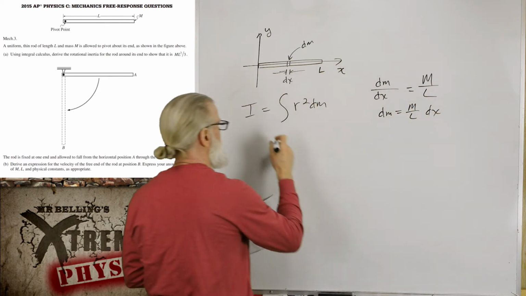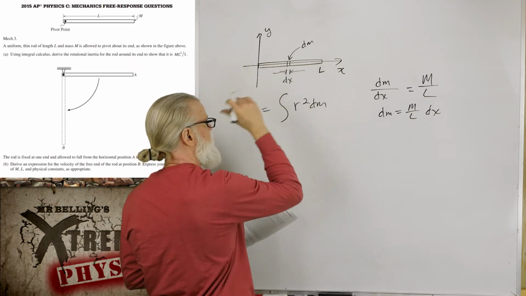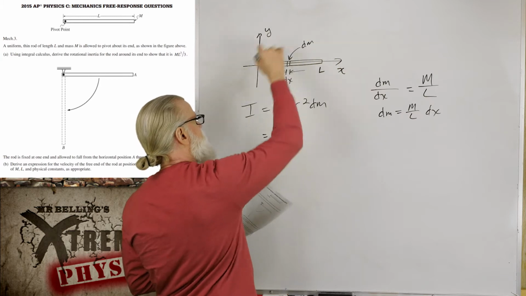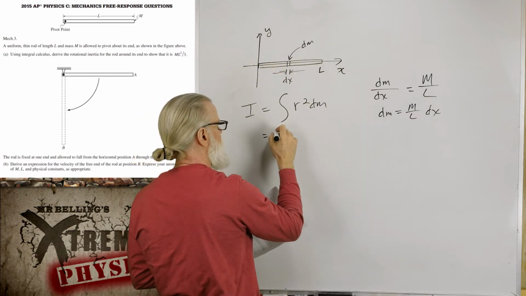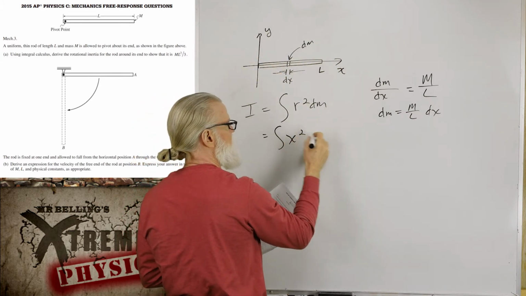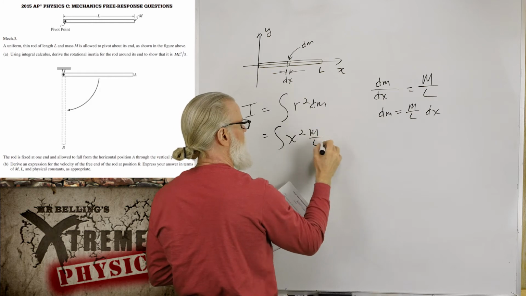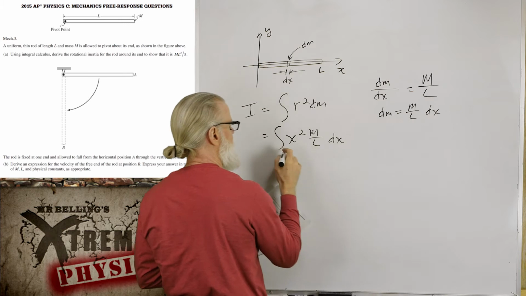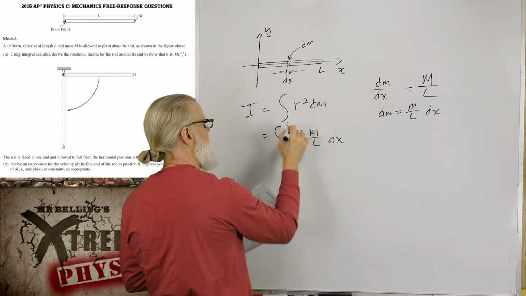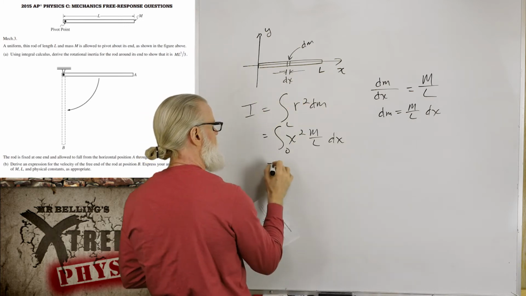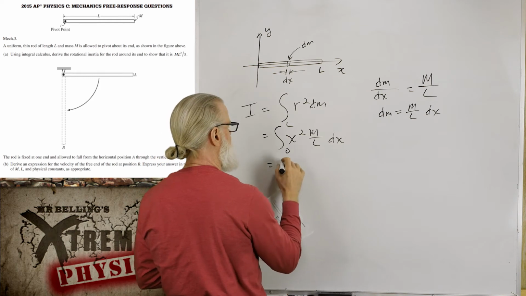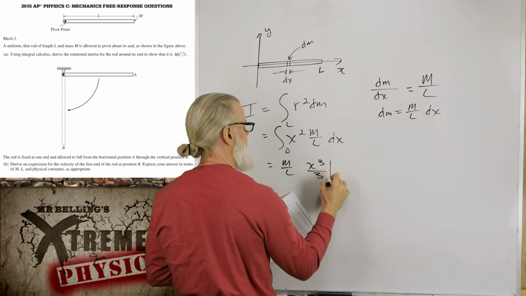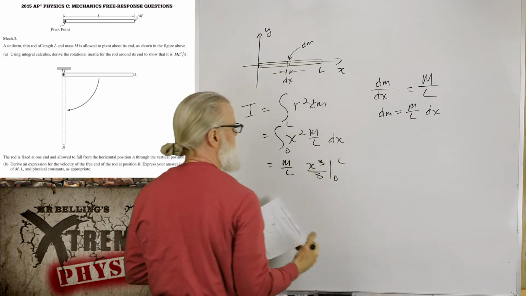All right, let's substitute that in here. We're going to integrate across x instead of r because we're not integrating up in any direction. We're just going straight out. So we're going to go x squared M over L dx, just substituting this in, and we're going to integrate from 0 to L. And what do we got here? We got M over L x cubed over 3 from 0 to L.